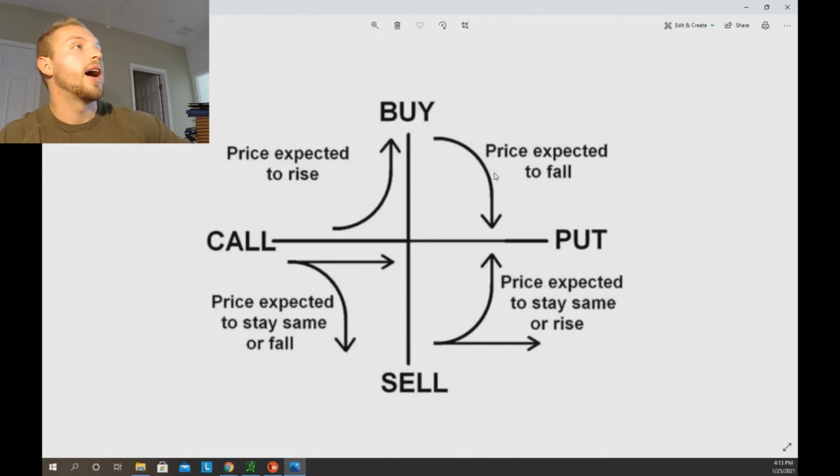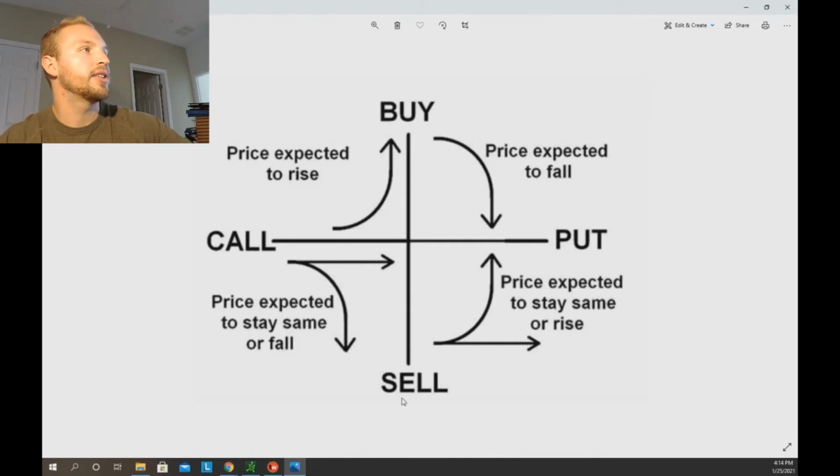Now, if I am bullish on a stock but I don't want to buy a call, I can also sell a put. My goal there is that the price is expected to stay the same or rise. Because if I'm selling a put, I'm collecting the premium on it, and if it stays the same, then I expire out of the money and I collect all of that premium. Or if it rises, then that's even better for me because it's further out of the money and again expires worthless and I collect all of that.